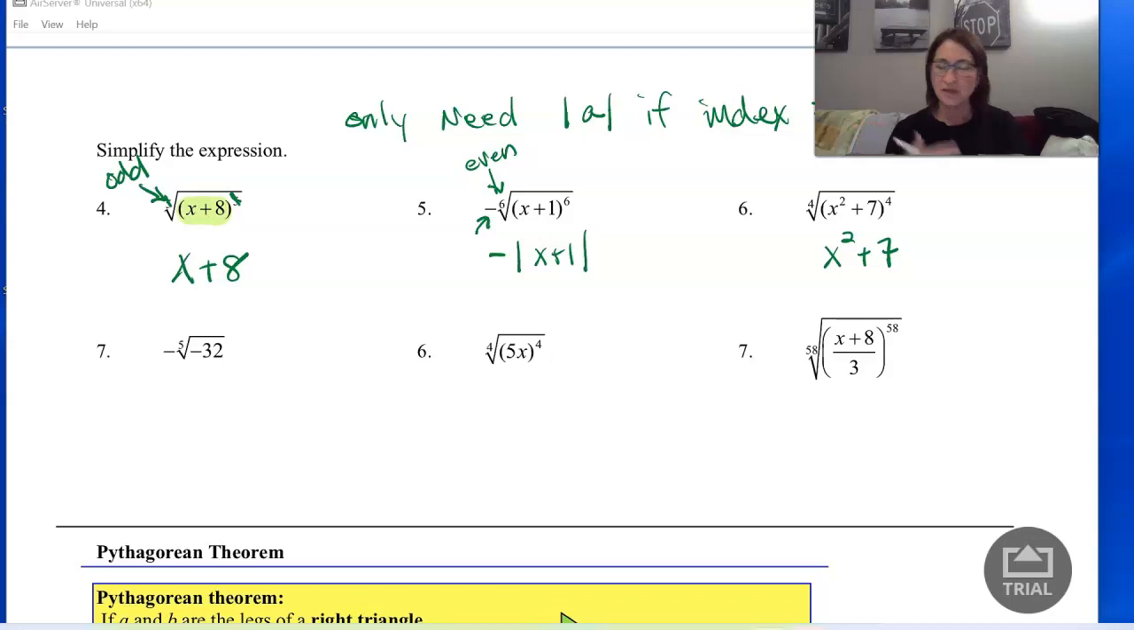Because the x is squared, it's always going to be positive. So we do not need the absolute value signs.